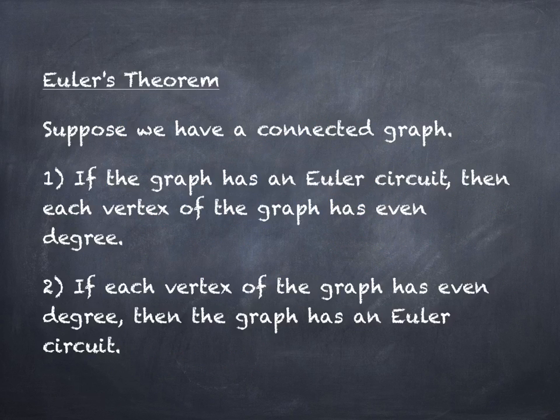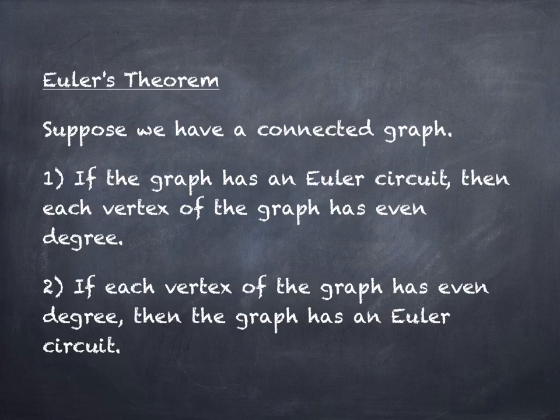Euler's theorem now. Euler, he's an important guy today. Suppose we have a connected graph. Somebody tell me, what is a connected graph? Right. It means that we can go from every vertex to every other vertex along edges. I don't have to go off of the sidewalk to get there. I can cross through the edges and get from one place to the next.